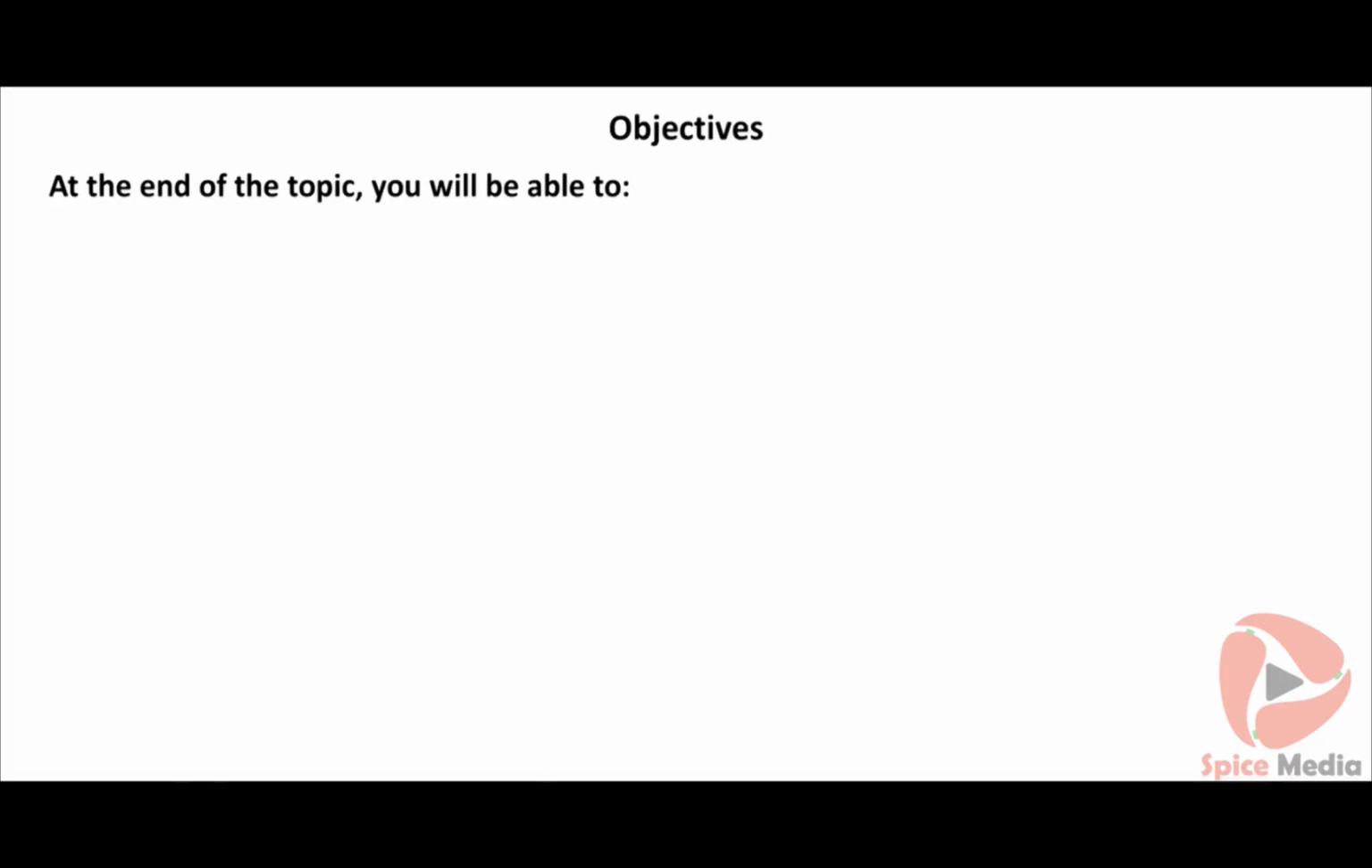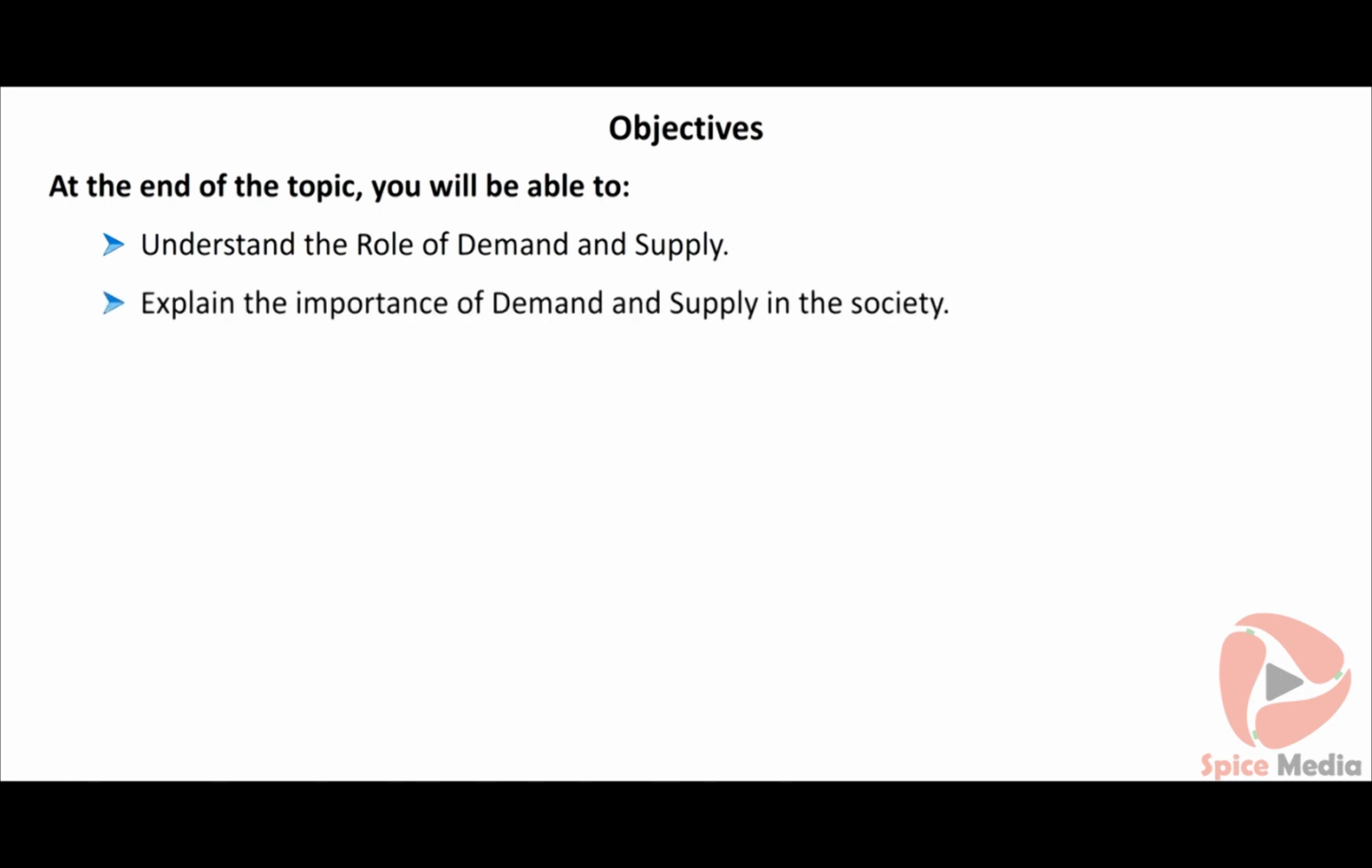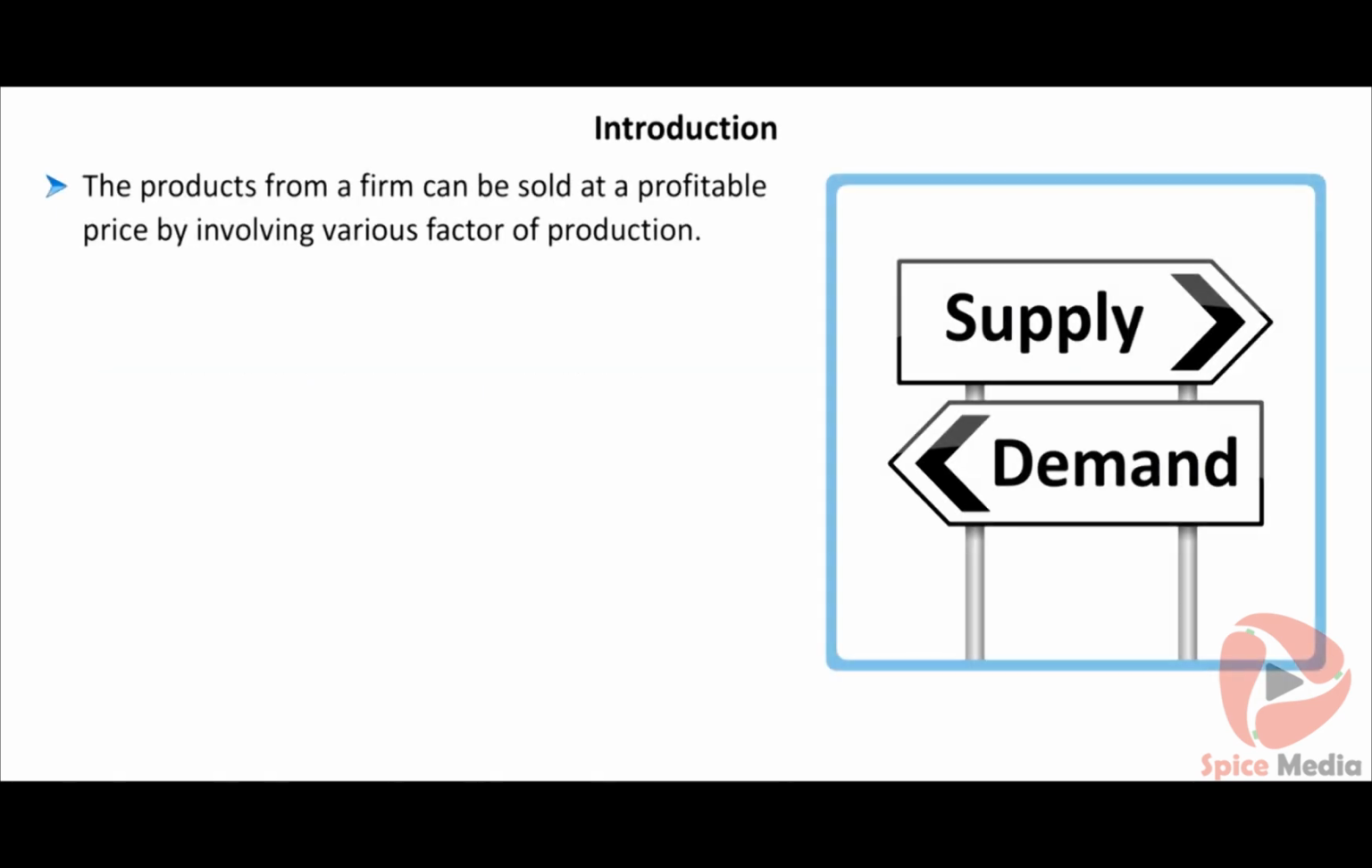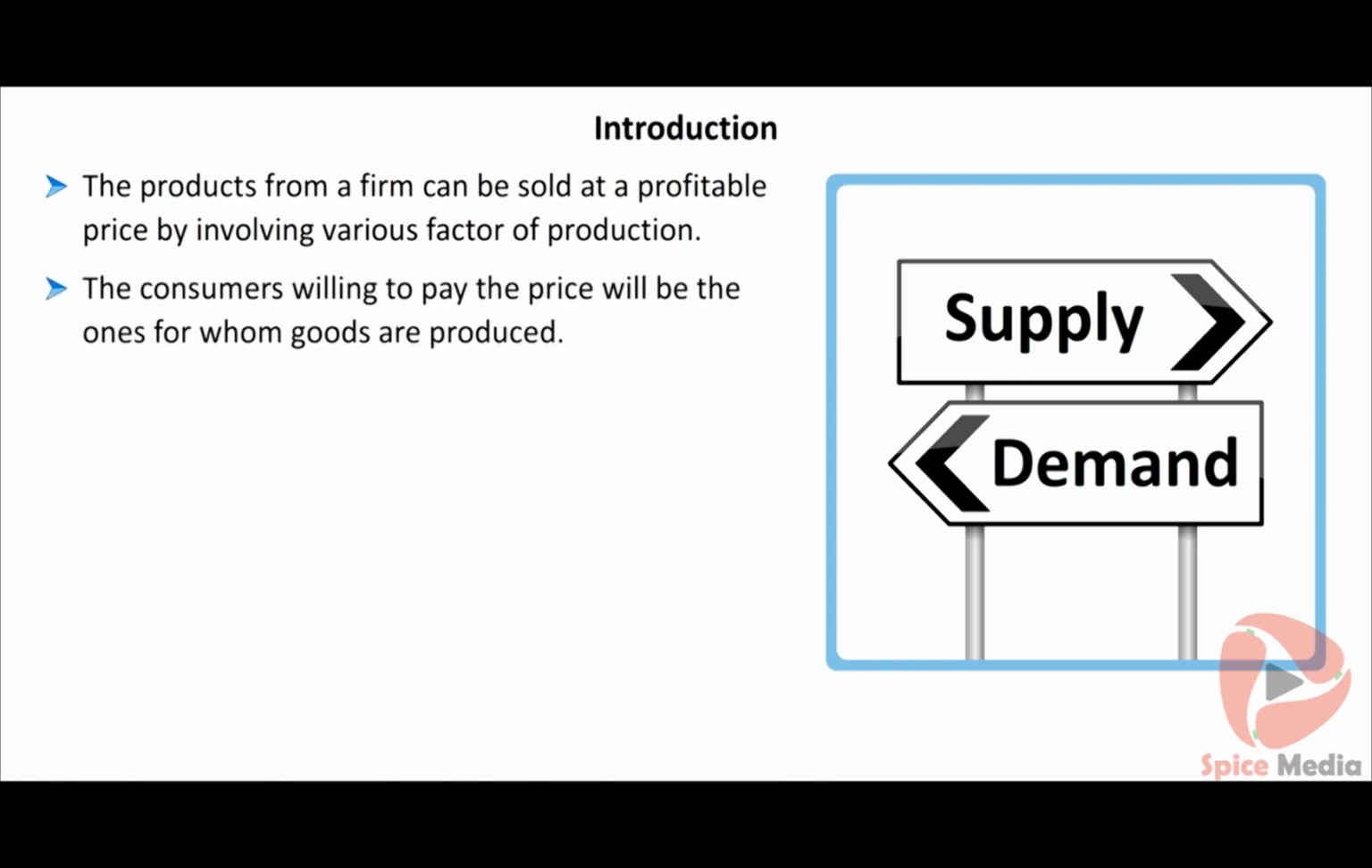At the end of the topic, you will be able to understand the role of demand and supply, explain the importance of demand and supply in the society, evaluate factors involved in influencing demand and supply. The products from a firm can be sold at a profitable price by involving various factors of production. The consumers willing to pay the price will be the ones for whom goods are produced.